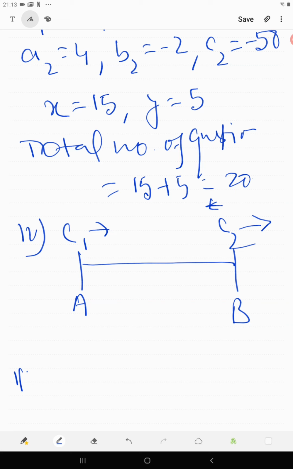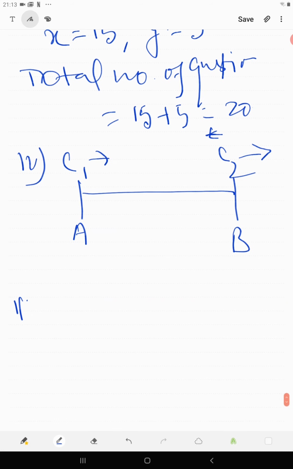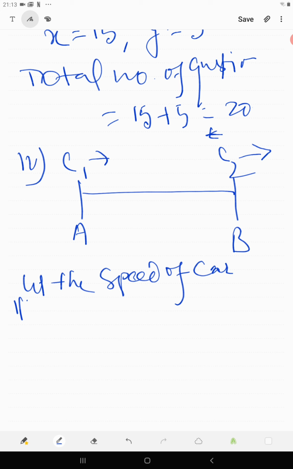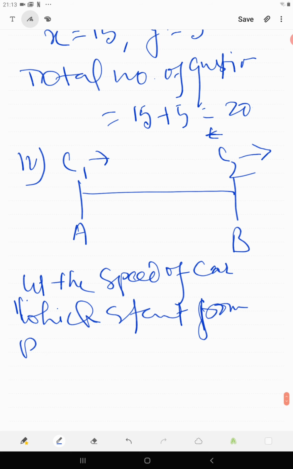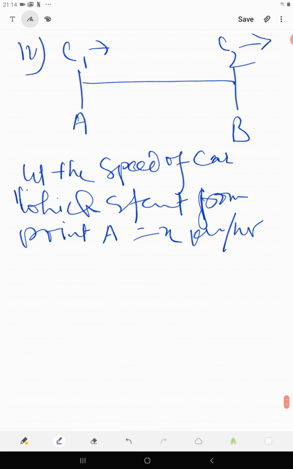Okay. So we need to assume the speed of the car from A as well as from B. So let the speed of the car which starts from point A equal x kilometer per hour. Similarly, the car which starts from B, let its speed be y kilometer per hour.